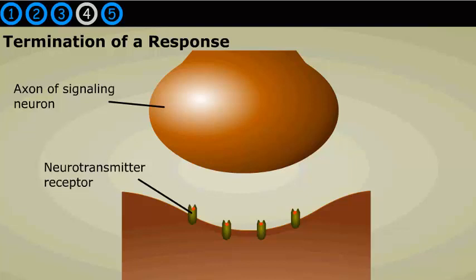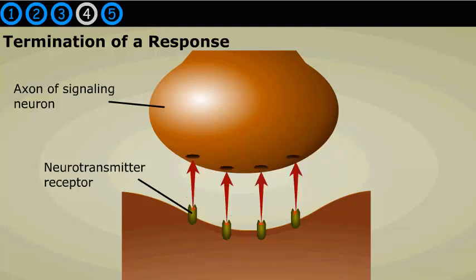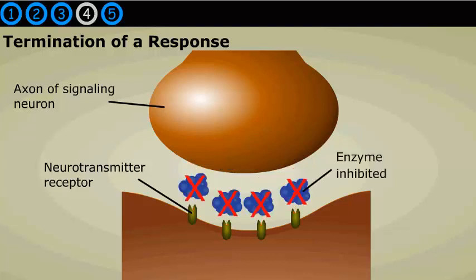The mode of inactivation differs depending on the type of neurotransmitter. Some simply diffuse away from the receptor. Some are digested by specific enzymes. Others are taken back up by the neuron that released them and recycled for later release. The nerve gas sarin works by inhibiting the enzyme that digests the neurotransmitter acetylcholine. This leads to continuous stimulation by acetylcholine, which results in paralysis and respiratory failure.